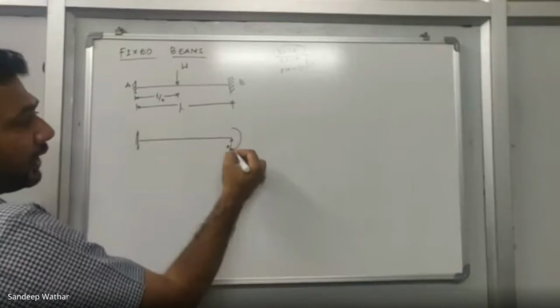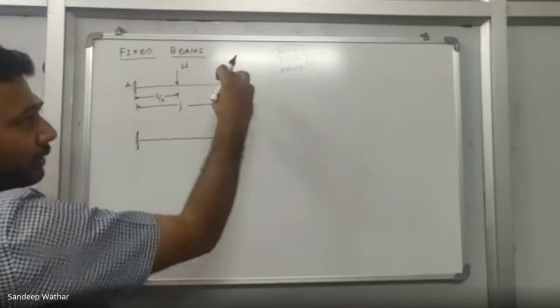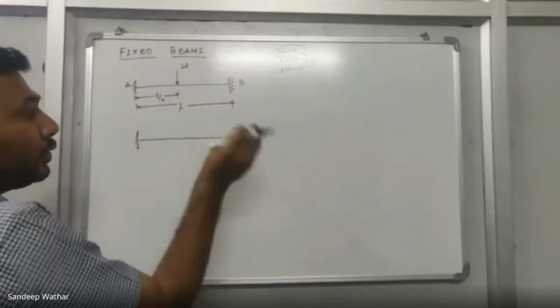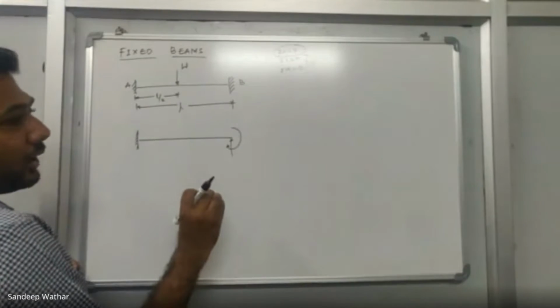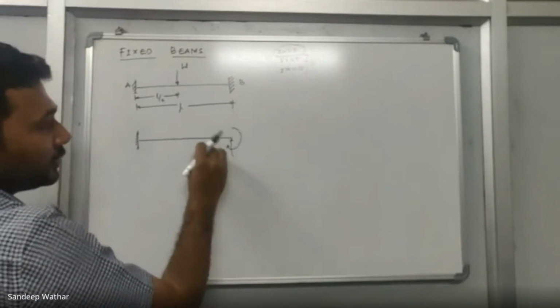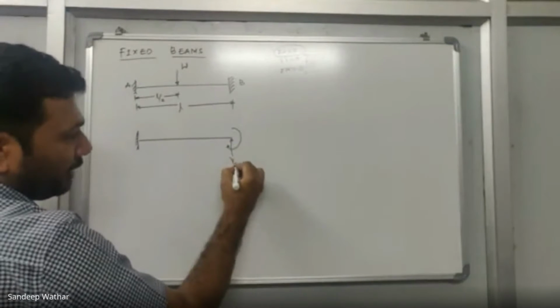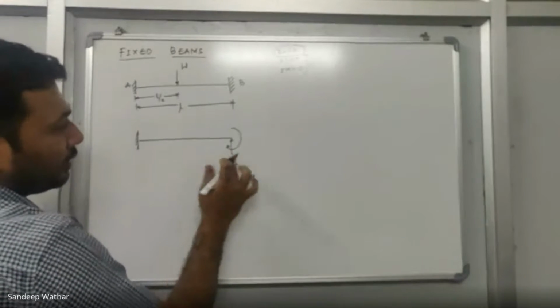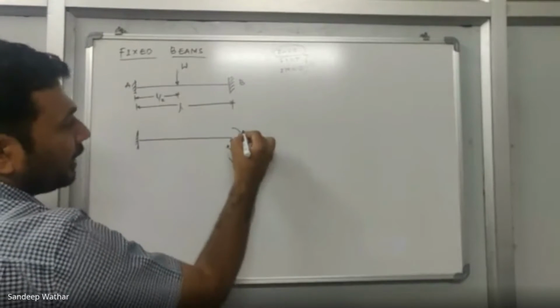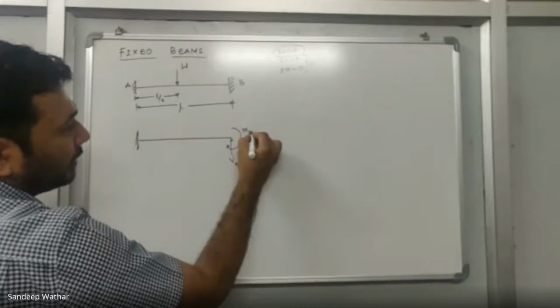vertical reaction and moment reaction. So if you are removing this support, you need to apply these two reactions. That's why I'm applying these two reactions. I'll call this VB, and I'll call this MBA.